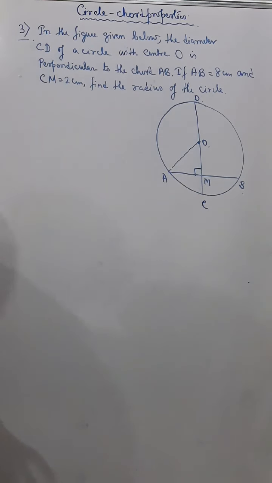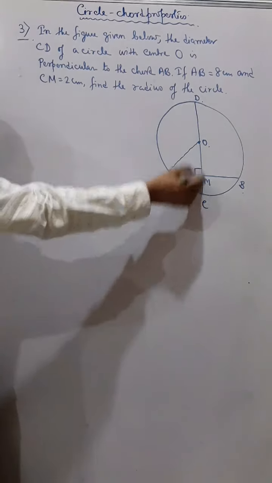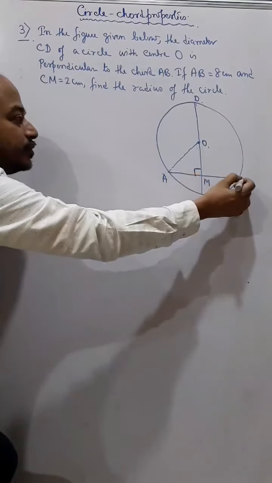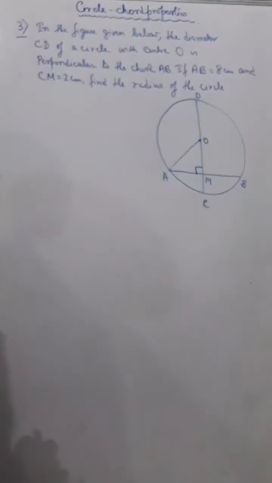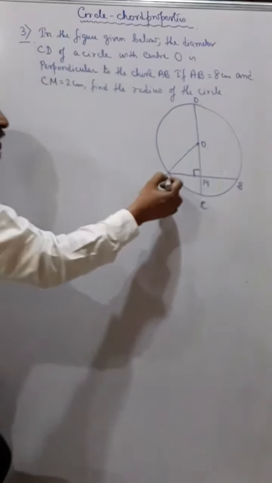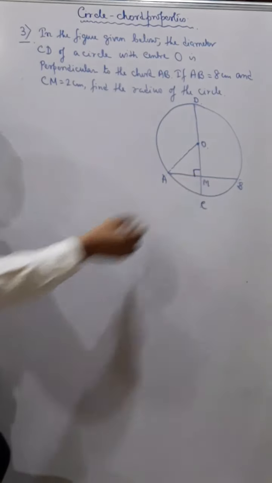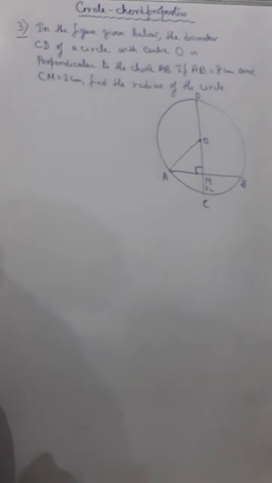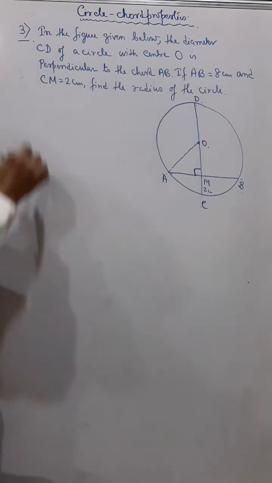Okay, now see, in the figure given below, the diameter CD of the circle with center O is perpendicular to the chord AB. So that means this diameter is perpendicular to this chord, so this is 90 degrees. AB is given as 8 centimeter, and CM equals 2 centimeter. You have to find the radius of the circle.